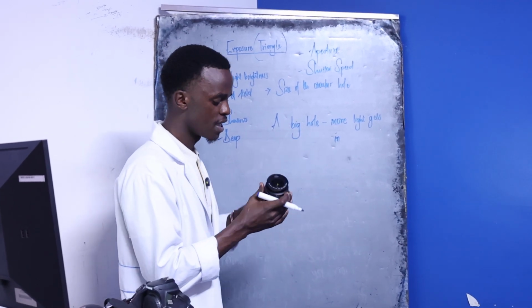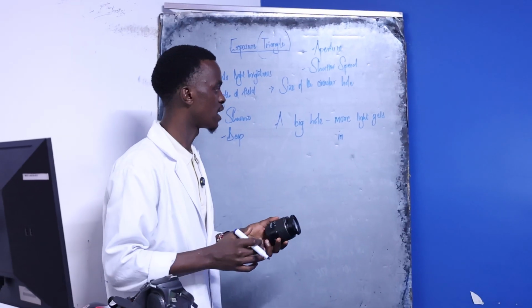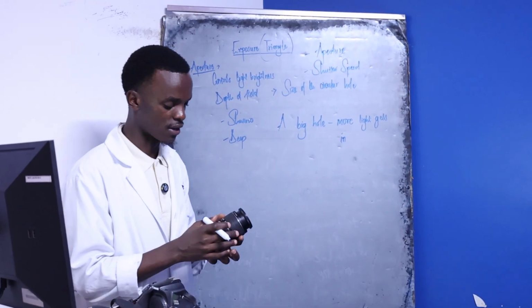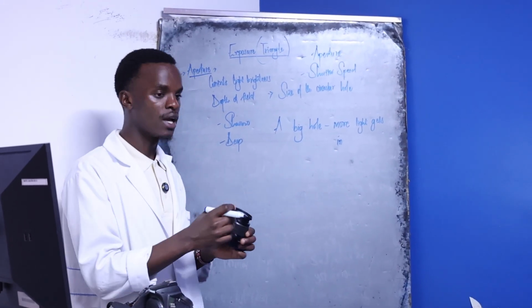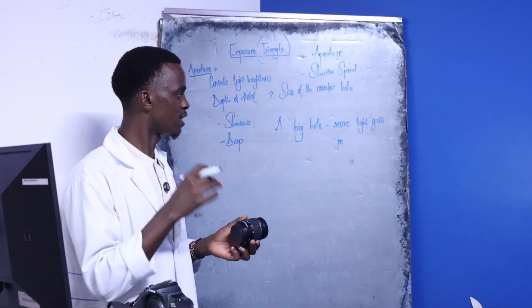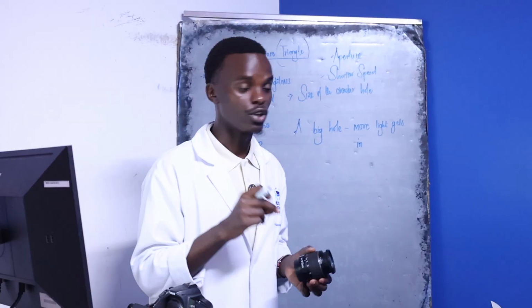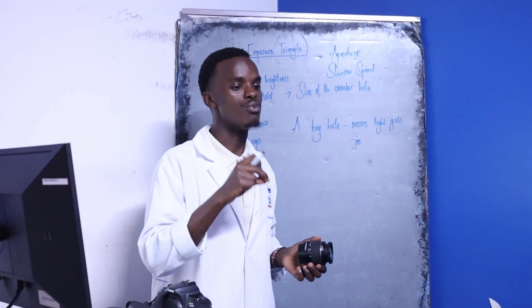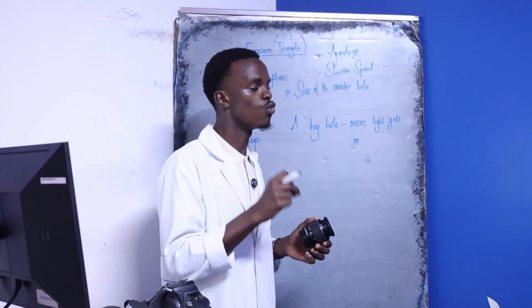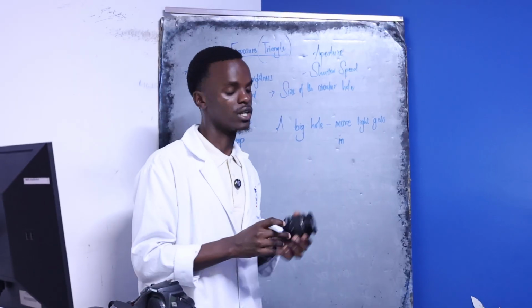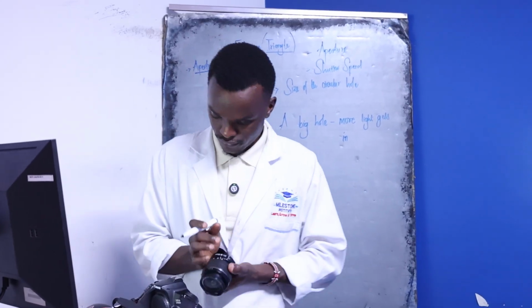So the moment the aperture is open wide, more light gets in. But once the hole is small, the light that gets in is very little, which means your image is going to be not bright. It won't be as bright as when it is open. So that is what aperture basically is.